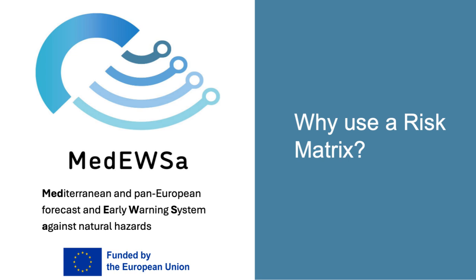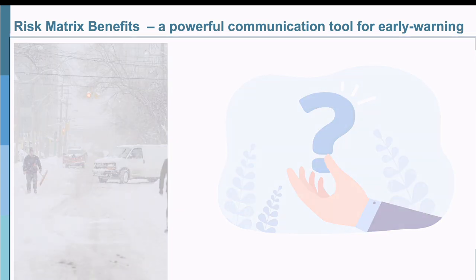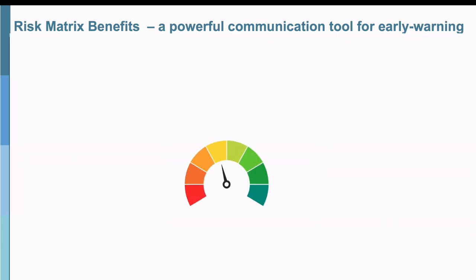In this video, the main benefits of using a risk matrix for impact-based forecasting and warning will be outlined. Let's get started. So, what are the benefits of using a risk matrix? As explained in the What is a Risk Matrix video, the risk matrix is a powerful communication tool for early warning because it conveys both the potential impacts of a given event and the likelihood of those impacts occurring. The two elements of impact and likelihood are combined to define an overall risk level.